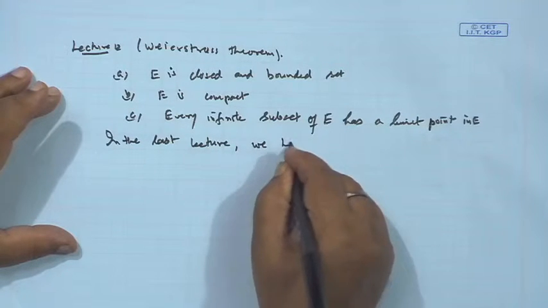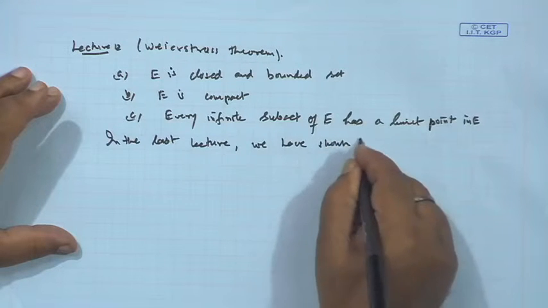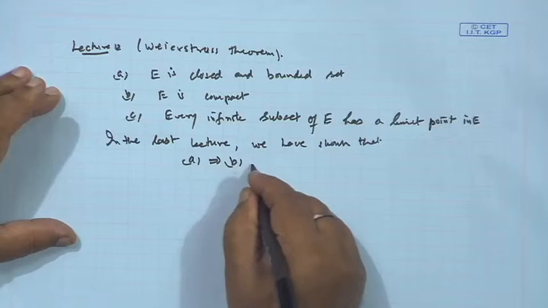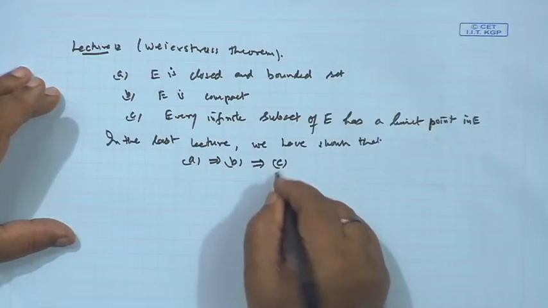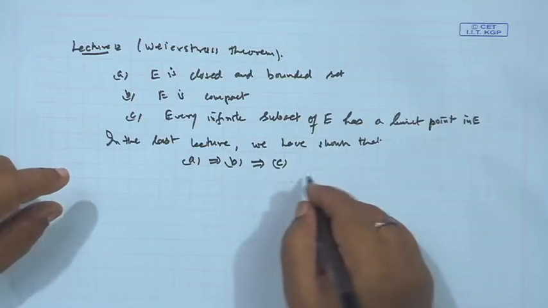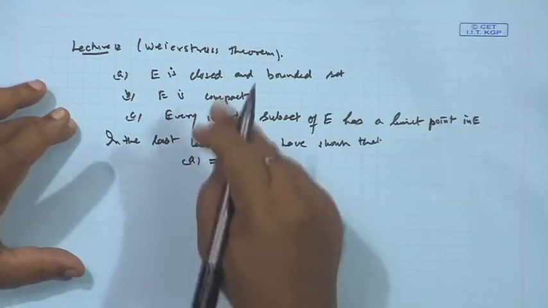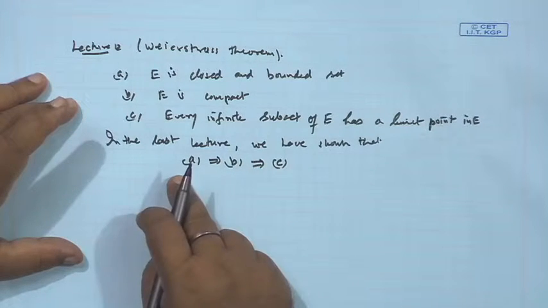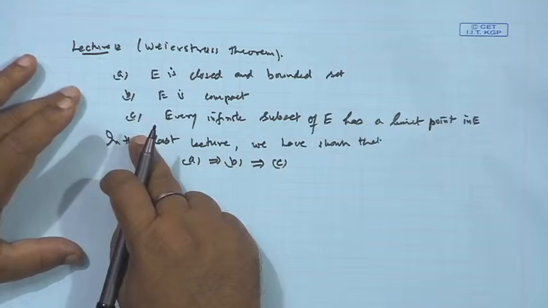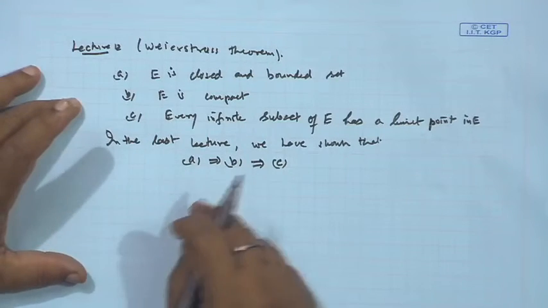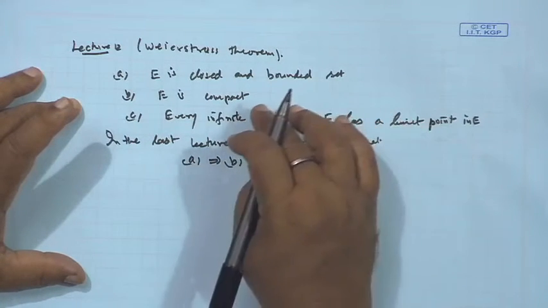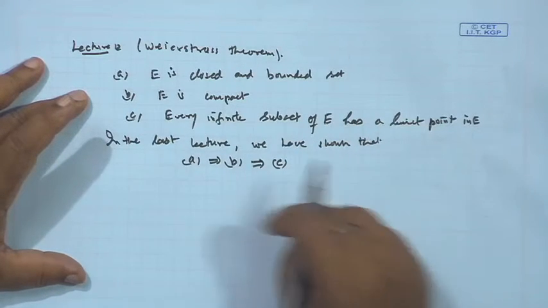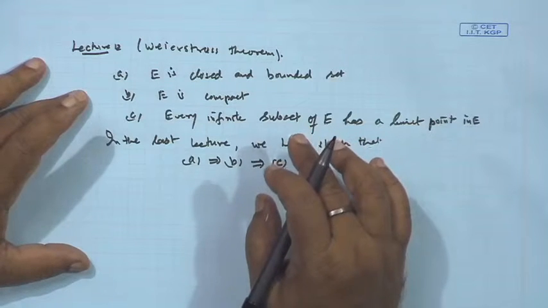We have shown that the first condition A implies the second condition B, and the second condition B implies the third condition C. So, before going to the Weierstrass theorem, we will first prove that C implies A, so that all three conditions A, B, C are equivalent. It means, when E is a closed and bounded set, then E will be compact, and every infinite subset of E has a limit point in E. So, all three are equivalent conditions.